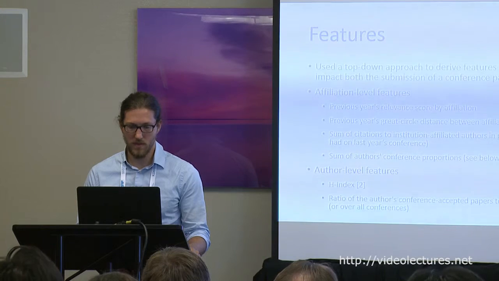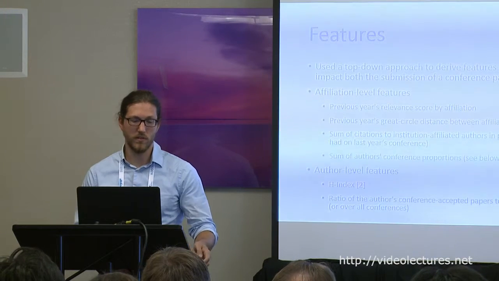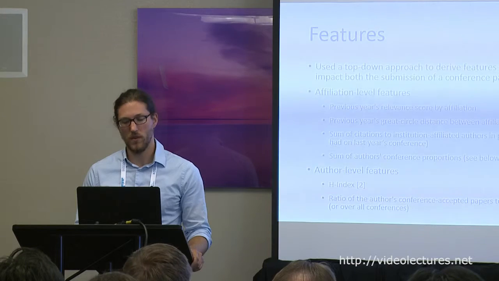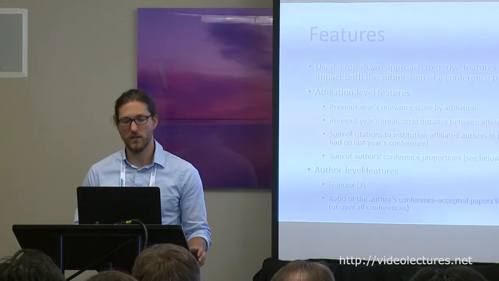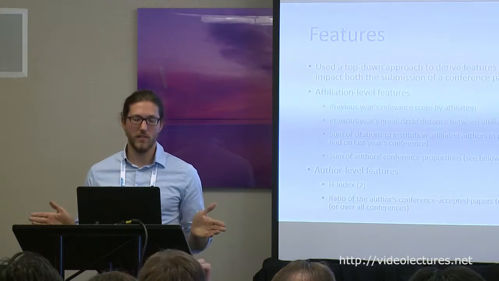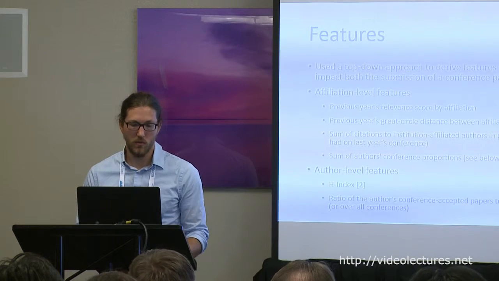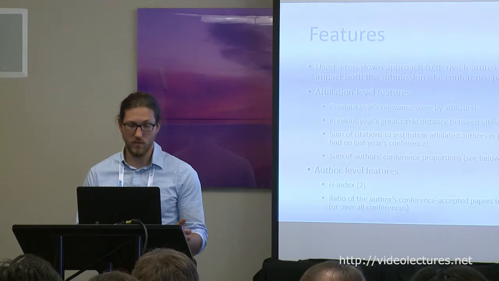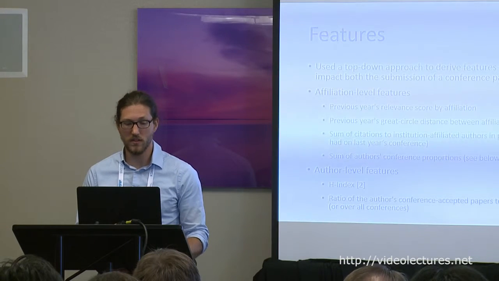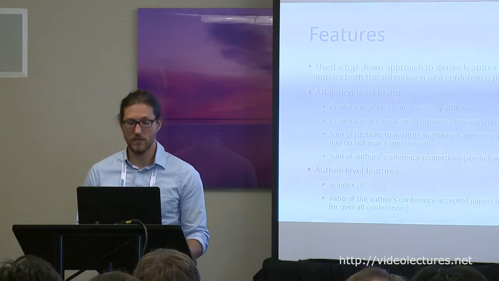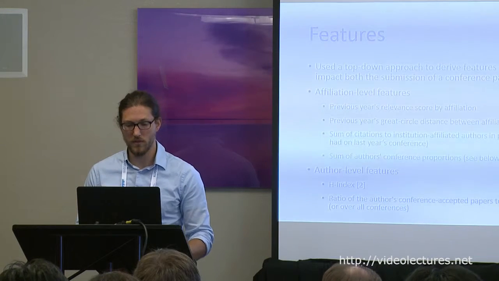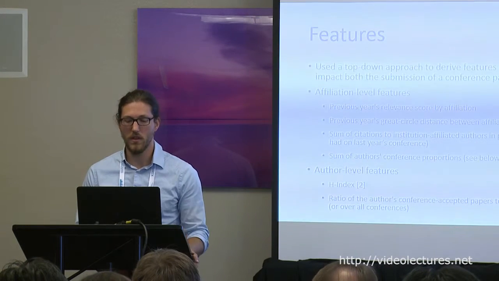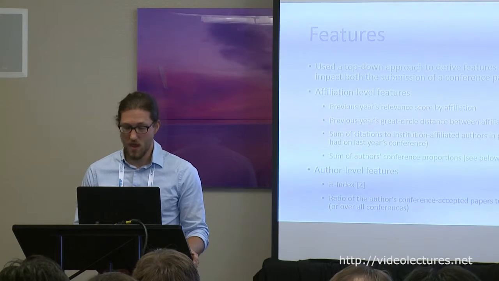So finally, we have some author level features. We took a two-pronged approach at first, trying to examine affiliation level features and author level features, seeing how we could combine the two. We brainstormed a bunch of features in both, and we wanted to take the best of both worlds here. So as mentioned before, the H-index at the author level, or the ratio of the author's conference accepted papers to their total papers for each conference, or overall conferences. So there's a bunch of possibilities here.